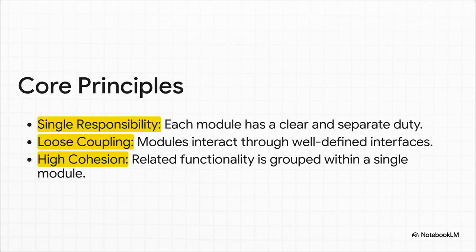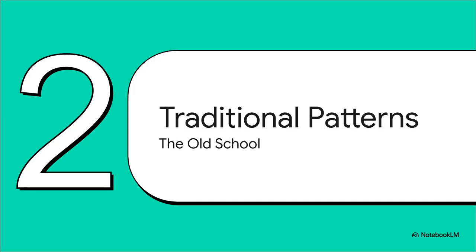First, every piece has a single responsibility. It does one job, and it does it well. Second, they're loosely coupled. They talk to each other through well-defined contracts, which means you can change one piece without accidentally breaking everything else. And third, high cohesion. All the code for a single feature, it all lives together in one place, which makes it way, way easier to manage.